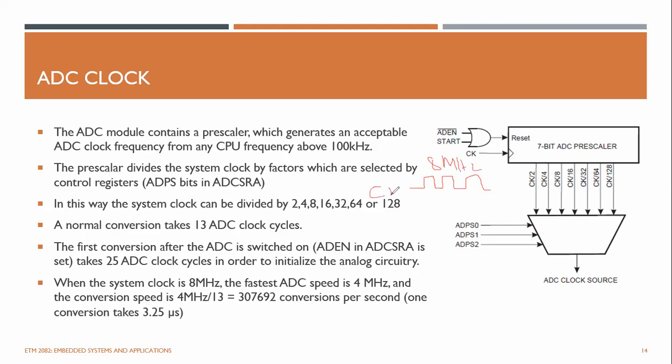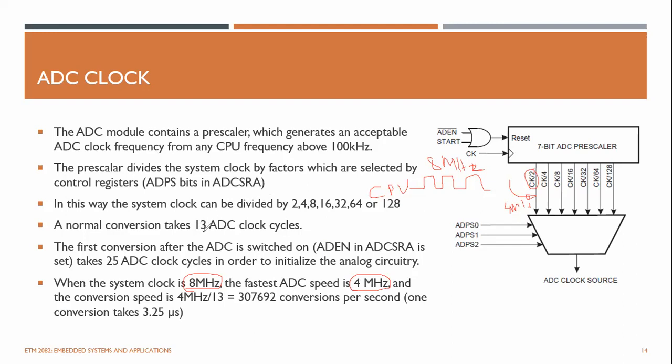This is your CPU speed, and so either your ADC could run at half of that, like 4 megahertz if you select the right value, or 1 megahertz, and likewise. In this example, with an 8 megahertz system clock, you can have 4 megahertz, because the lowest value is clock divided by 2, so it should be 4 megahertz.